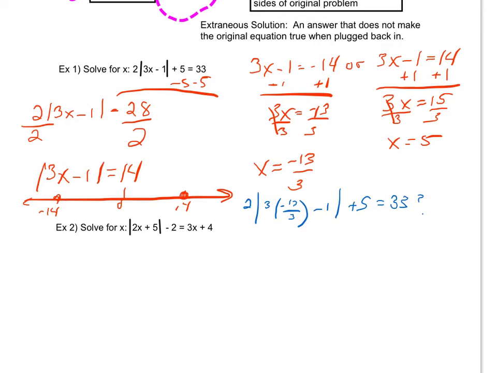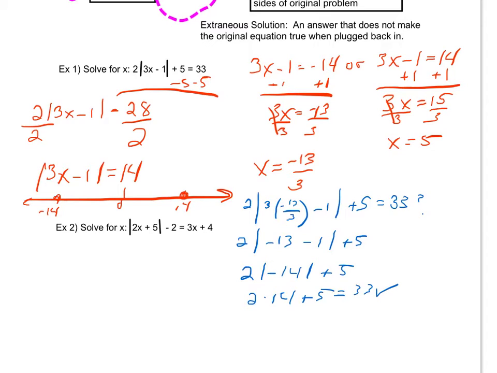So first thing I'm going to do, order of operations tells me to start with a parenthesis or any kind of other grouping symbol. So in this case, the grouping symbols are the absolute value bars. So starting in there, I get 2 times, and the nice thing here is when I multiply 3 times negative 13 over 3, the 3's cancel. Negative 13 minus 1, plus 5. That gives me 2 times the absolute value of negative 14, plus 5. So that's 2 times 14 plus 5, which does equal 33, so it does check.